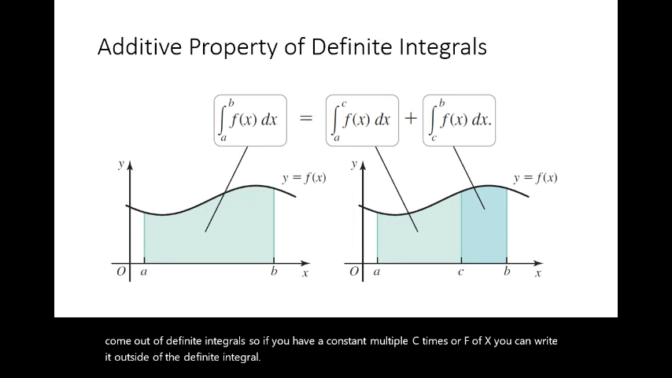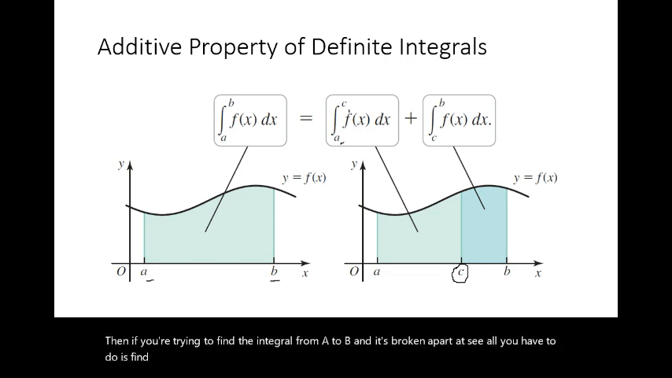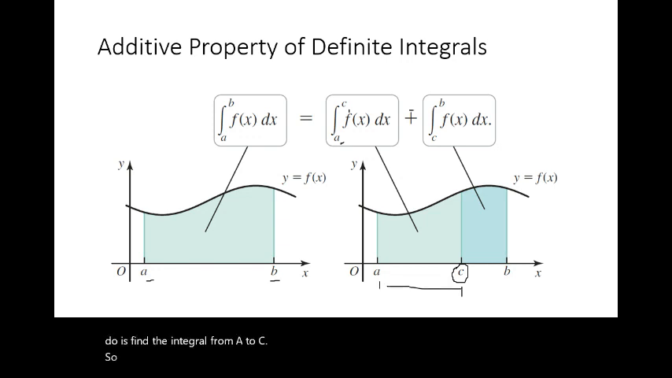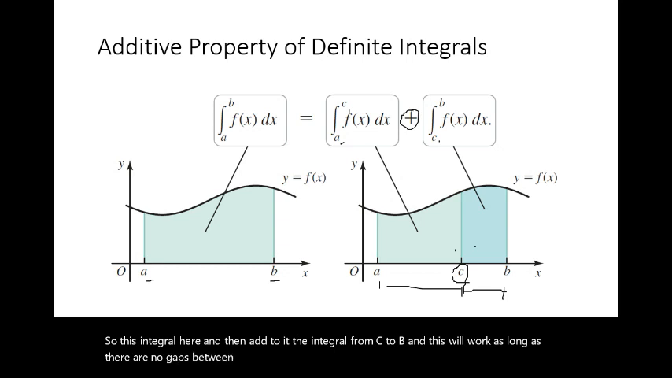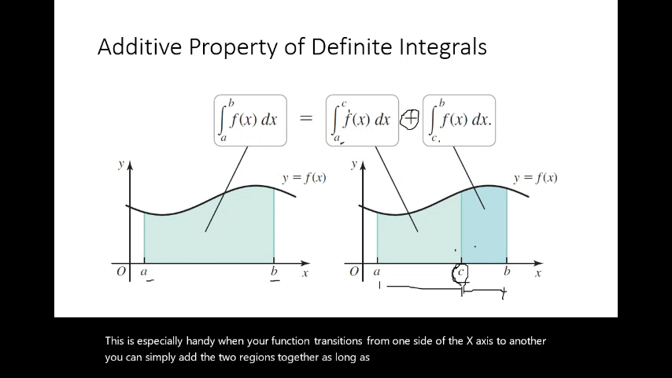Now, this next property we pretty much already used. If you have a region and it's broken apart at c, and you're trying to find the integral from a to b, all you have to do is find the integral from a to c, and then add to it the integral from c to b. And this will work as long as there are no gaps between the pieces and no overlap between the pieces. This is especially handy when your function transitions from one side of the x-axis to another. You can simply add the two regions together as long as they meet here at c, with no gaps and no overlaps.